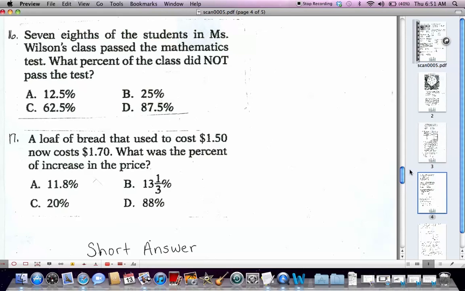Okay. Hey, if you've got any questions, raise your hand. This is the multiple choice part. So when you finish the multiple choice, raise your hand, and then I'll come over and get you started on your short answer and open response. Okay? Thank you.